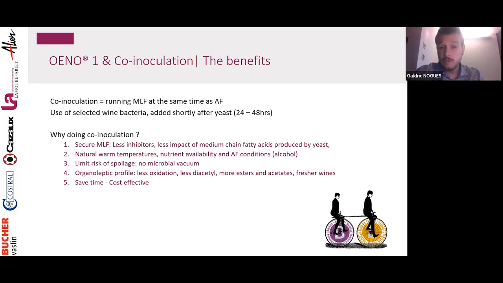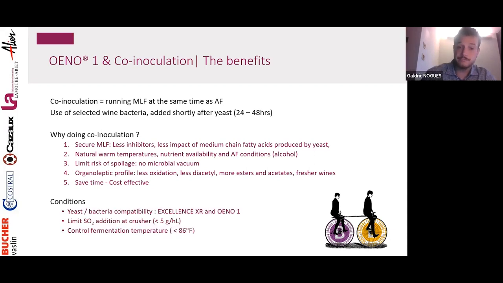It is a perfect world for bacteria to run the malolactic fermentation. As well, because you have no microbial vacuum between AF and MLF, you have a limited risk of spoilage as well. And then you have an organoleptic profile. You have less oxidation, less diacetyl, because the yeast is going to eat what the bacteria is producing. And you have an increase of esters, acetates, and finally fresher wines with a better balance. This is for analytics and oenology, but at the same time, you save time and you save work as well. So it's less labor for you, and it is a cost-effective way to work with malolactic fermentation.